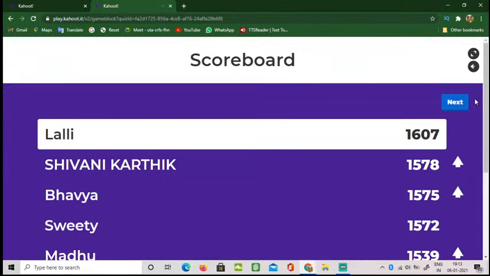So Sweetie has gone to the fourth place. Shivani Karthik is in the second. Bhavya is in the third, and Madhu is in the fifth. So that's okay. You can again come up. So Shivani Karthik, good job. You have come up. So Lalli is in the first place again. So now let me go to the next question.